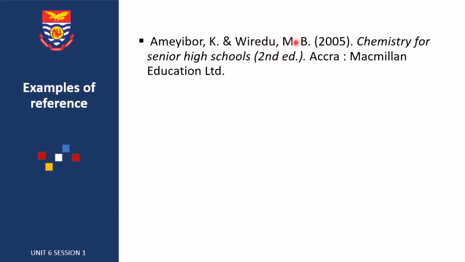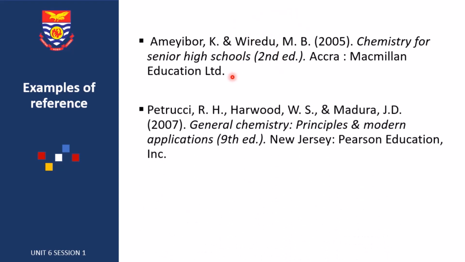Then you follow it with the edition. So this is the second edition, in brackets and a full stop. Right after that, you indicate the place of publication. The book was published in Accra. Then we have our colon, and then the publisher, Macmillan Education Limited. This is a reference. Another example is a book by Petrucci and Howard.